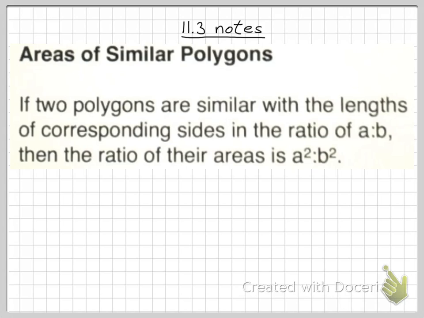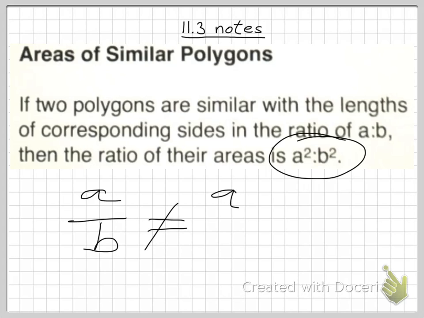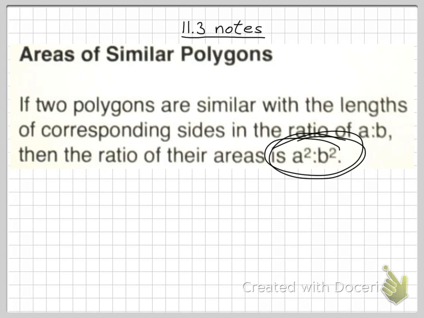The areas of similar polygons. If two polygons are similar with the lengths of corresponding sides in the ratio of A to B, then the ratio of their areas is not A to B. It's not the same. It's different. It's A squared to B squared. And that's the key. That's extremely important that you know that it's different. If the ratio of their lengths is A to B, that does not equal the ratio of their areas. The ratio of their areas would be A squared to B squared. Okay, it would be different.